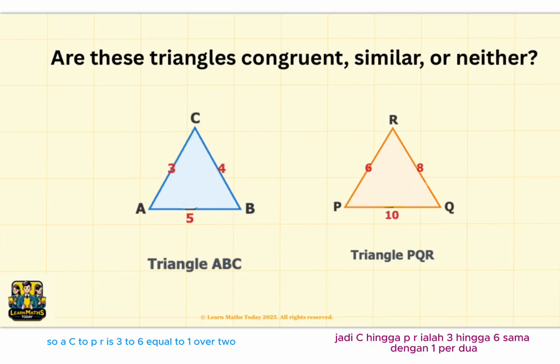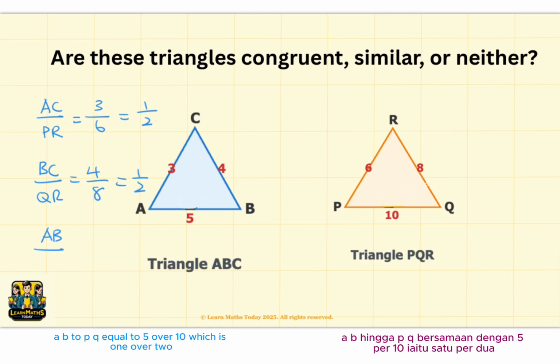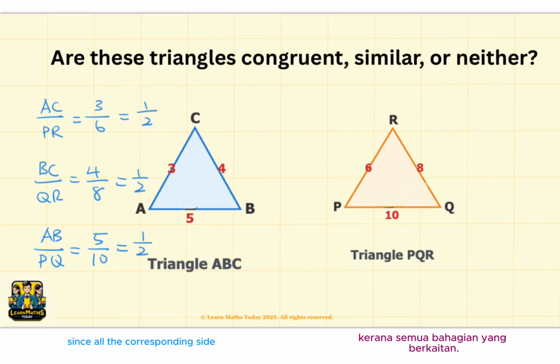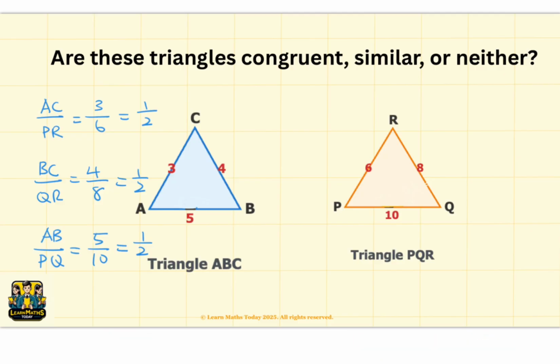So AC to PR is 3 to 6, equal to 1 over 2. BC to QR is 4 over 8, which is 1 over 2. And lastly, AB to PQ is 5 over 10, equal to 1 over 2. Since all the corresponding sides have the same ratio of 1 over 2, we can conclude that these triangles are similar, but they're not congruent.